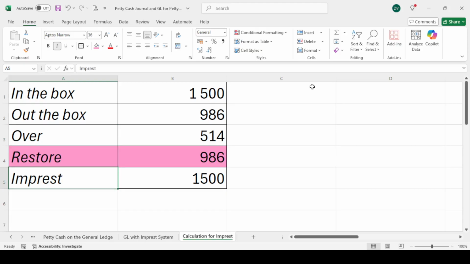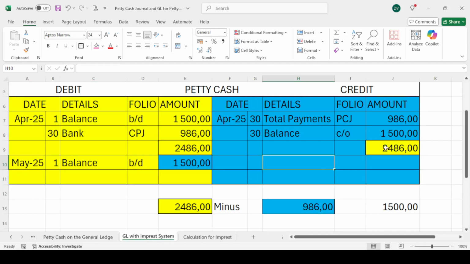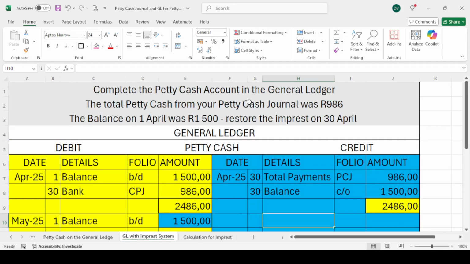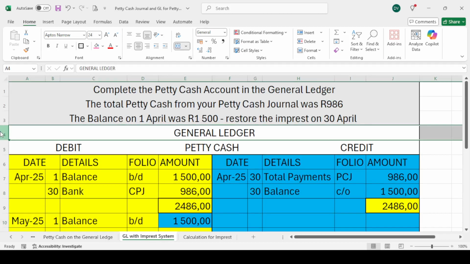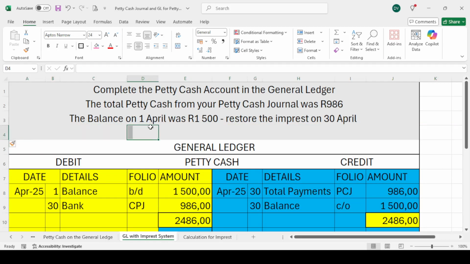Okay. Guys, I know a lot of you will think, but teacher Dorita, this is stupid, because if I've got 1,500 Rand and I use 986 Rand, all I have to put back is 986 Rand. Yes, that is true. It is true. But what they sometimes do is they give you additional information that changes everything. It will look something like this, where, let me add a line. It will look something like this.